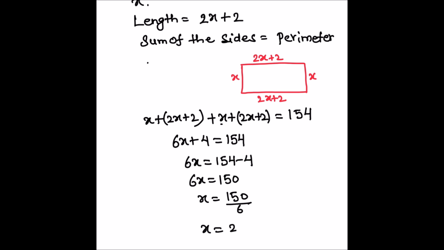6 times 2 is 12. 3 is the remainder. This becomes 30. 6 times 5 is 30. So x is 25. This is the breadth of the rectangle.